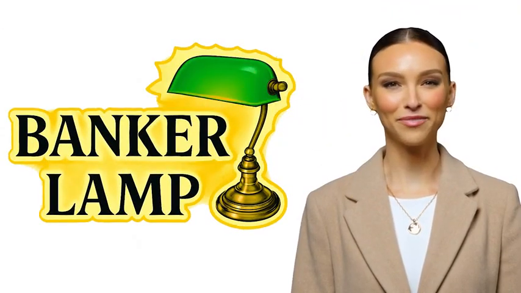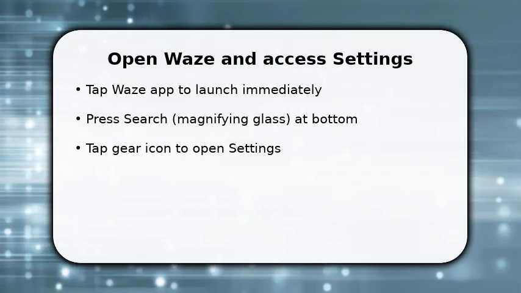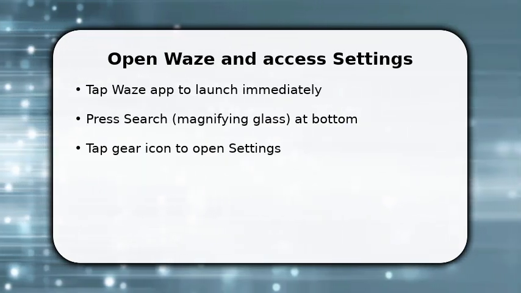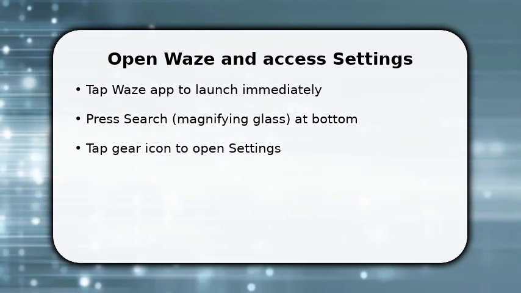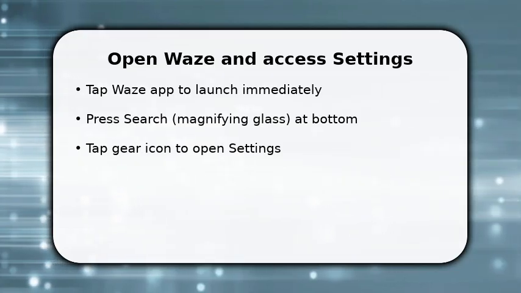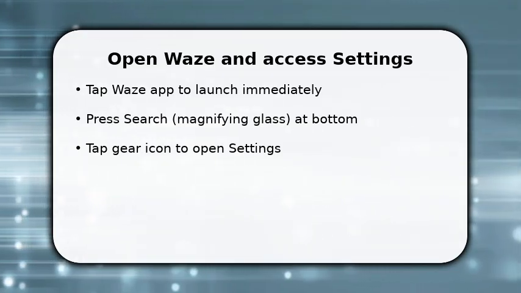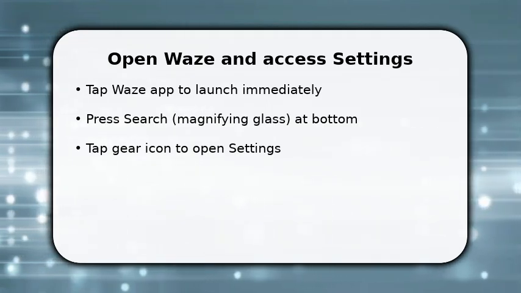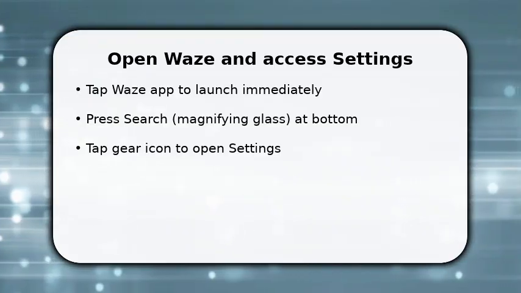Please enjoy the video. You'll start inside the Waze app on your phone. Open it now. Once the map loads, tap the search icon at bottom and then the gear icon to reach settings. You're doing this because home is stored in your account settings, so make sure you're signed in. If you already see your profile icon, confirm the correct account before proceeding. This ensures changes sync across devices.